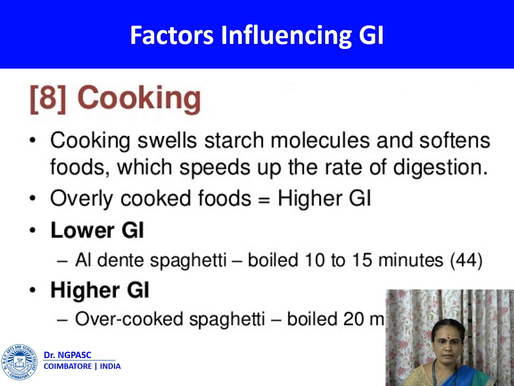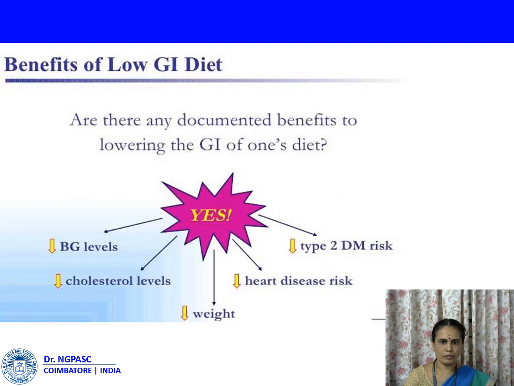The eighth factor is cooking. Cooking swells the starch molecules and softens the foods, which speeds up the rate of digestion. So overly cooked foods also have a higher glycemic index. An example of a lower glycemic index food is chapati boiled for 10 to 15 minutes alone, but overcooked chapati is boiled for 20 minutes.